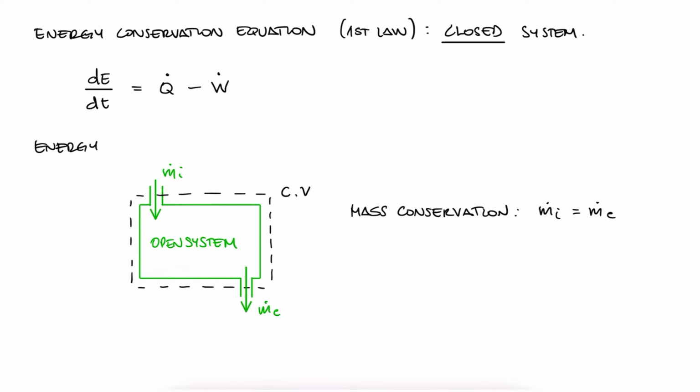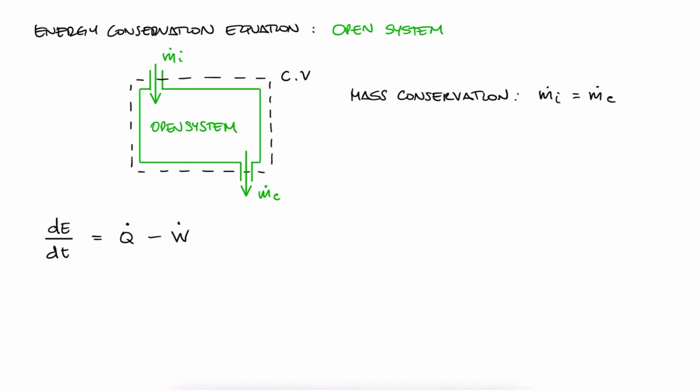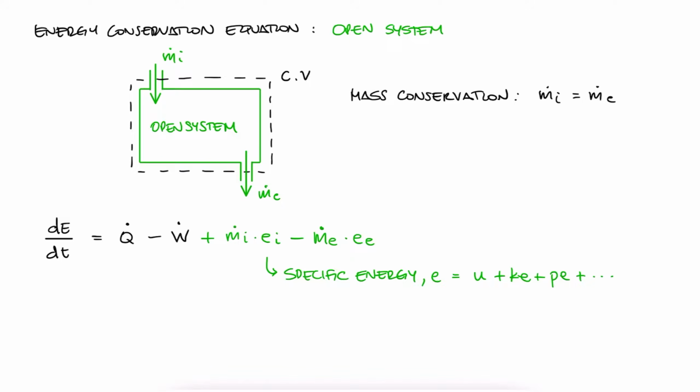If we now account for mass flow in an open system with one inlet and one exit, we'd have the same expression, only now we have energy associated with the amount of mass entering, mi dot times e, where e is the specific energy, and energy associated with the amount of mass exiting. This lowercase e would be all types of energy of that mass entering. Internal energy, kinetic energy, potential energy, etc.